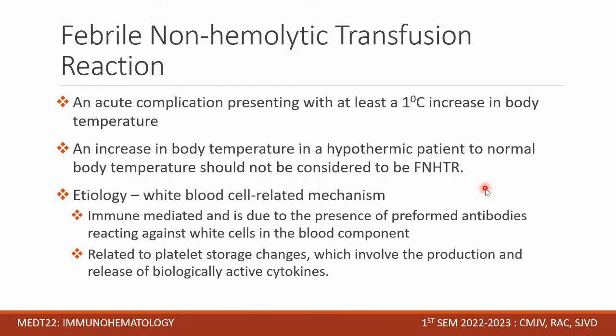Next, we have febrile non-hemolytic transfusion reaction. So this one is an acute complication presenting with at least 1 degree increase in body temperature. Okay, 1 degree increase, at least 1 degree increase in body temperature. So an increase in body temperature in a hypothermic patient to normal body temperature should not be considered to be FNHTR. Okay. So this can be caused by a white blood cell related mechanism. Okay. So immune mediated and is due to the presence of preformed antibodies reacting against white cells in the blood component.